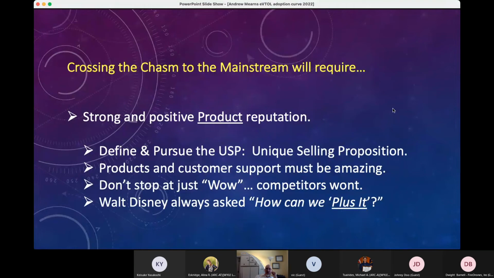We don't want to stop at just wow. We want to keep going. Walt Disney made his movies great by always saying, how can we plus it? How can we one up this? How can we do this one better? And that's the way to be thinking about product.